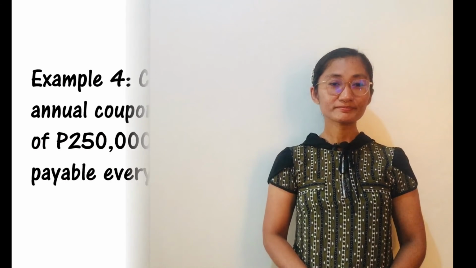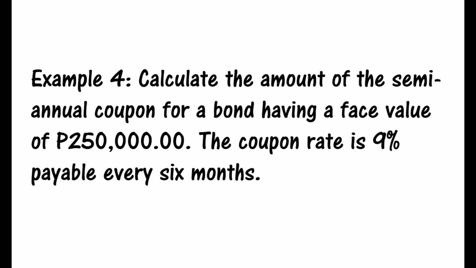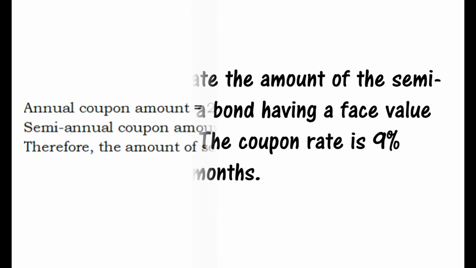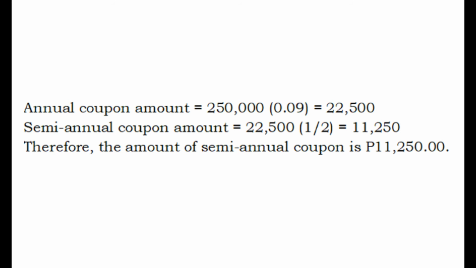Example 4. Calculate the amount of the semi-annual coupon for a bond having a face value of 250,000 pesos. The coupon rate is 9%, payable every 6 months. So for the annual coupon amount, we have 250,000 times 0.09. So that is 22,500.